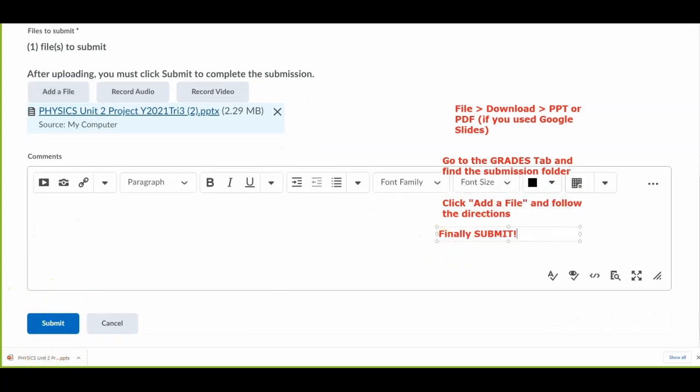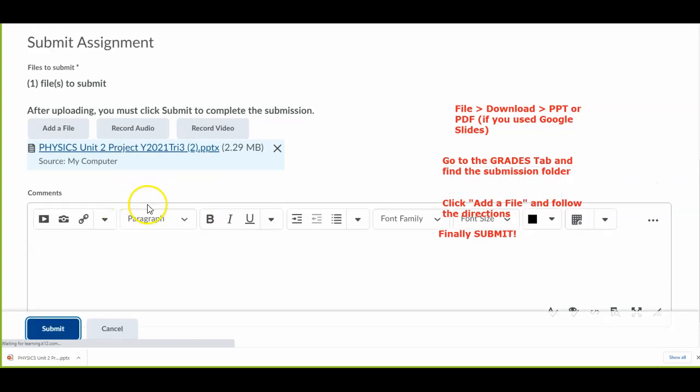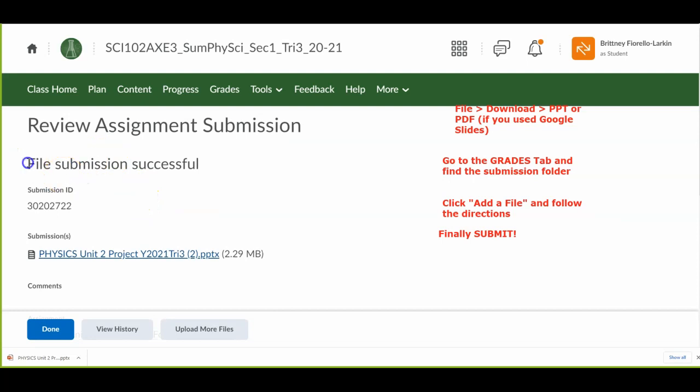You will click submit, and you will see that it gives you a message saying that it has been submitted. It says file submission successful, and that's how you know that you submitted it.